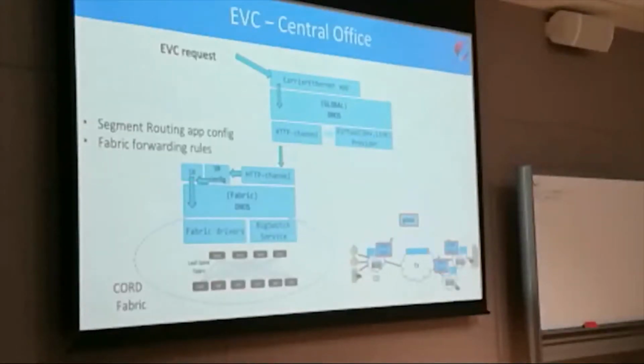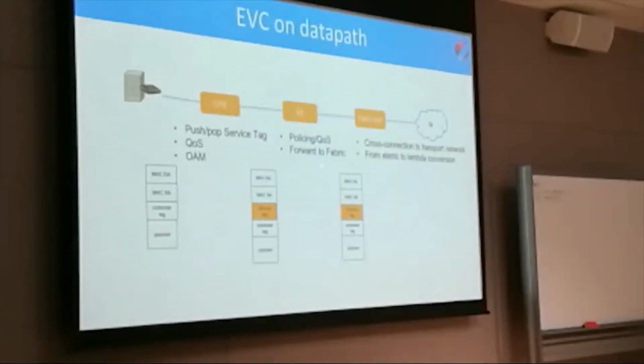Okay, and this is a very simple slide where you can see the packets. From the branch office of a customer, the Ethernet packet enters, then there is the QinQ tag. The Ethernet edge simply forwards packets to the fabric and applies policy, and then the fabric forwards to the transport network. And this is the Ethernet virtual circuits setup.